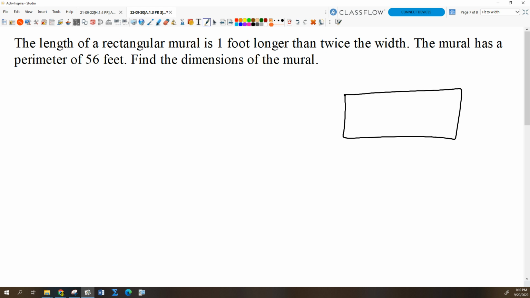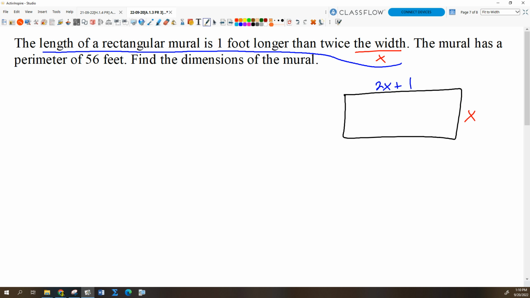So the width we'll call x. So how do we say this then? The length of a rectangular mural is 1 foot longer than twice the width. Everybody agree? 2x plus 1, 1 more than twice x. The width is x. So don't we get something like this then? 2x plus 1 is the length, the width is x, and the whole perimeter is what?